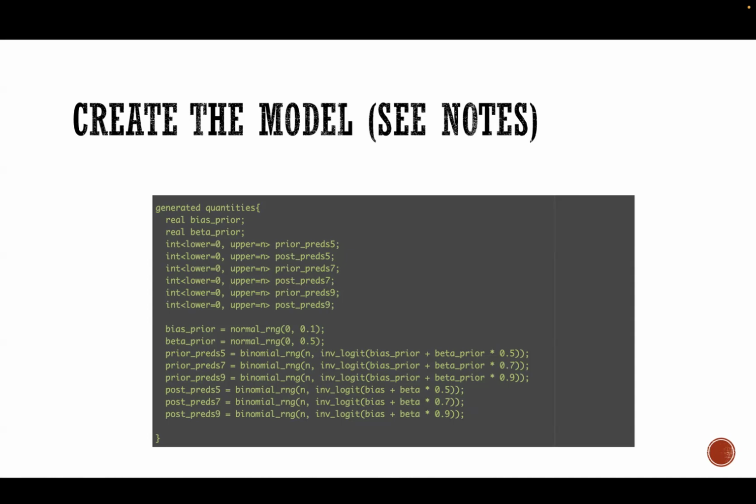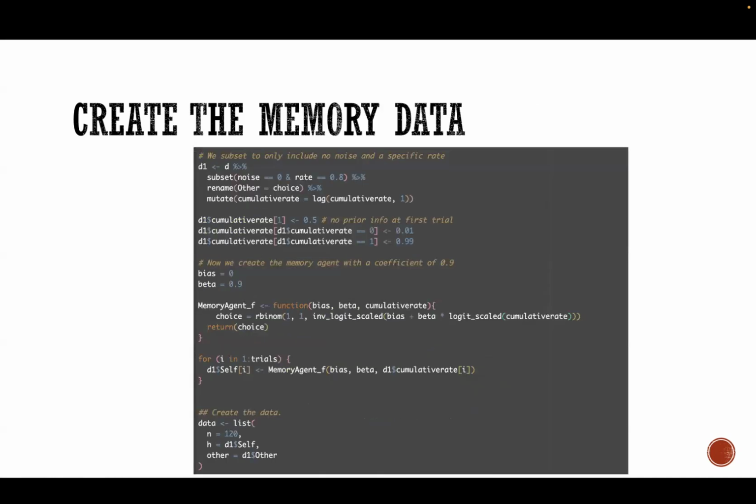So it's just a way of saying, for instance, given that beta is different from zero, would we see an effect of memory? Because if we don't see an effect of memory, the model is not working as we think. Then we do the same for the posterior predictions. And then we need to create some data in order to fit this model.